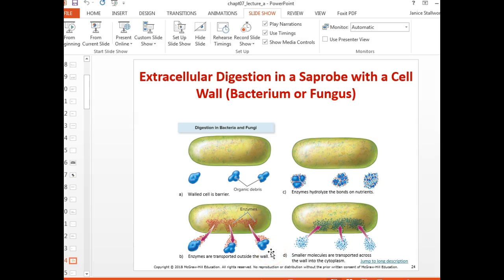What do enzymes do? What are enzymes? They do what? Speed up, slow down metabolic processes. In C here, these enzymes hydrolyze the bonds in nutrients. Smaller molecules are transported across the wall into the cytoplasm here in D.